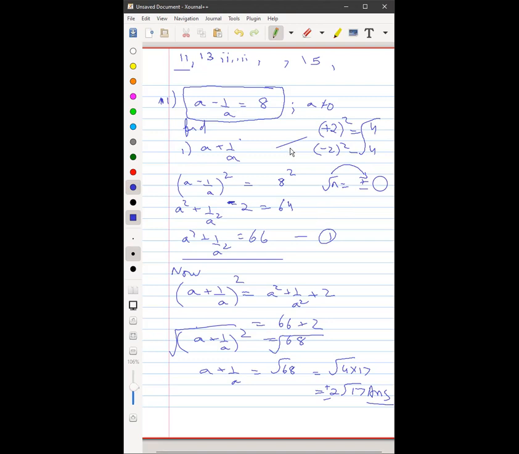And the second part, I hope you did. a squared minus 1 upon a squared is a minus 1 upon a into a plus 1 upon a, multiply both. Yes, sir. Anyone had a doubt in the 11th question?